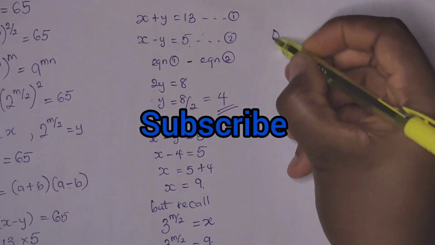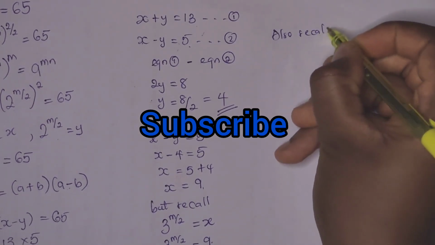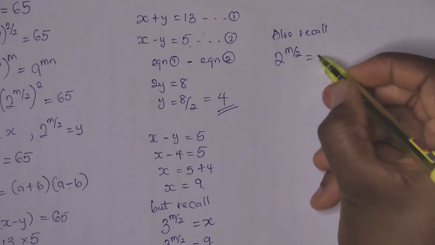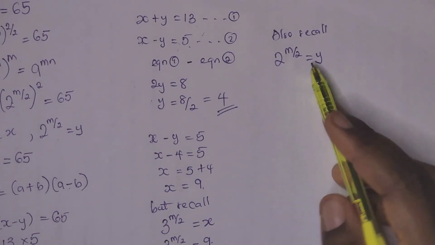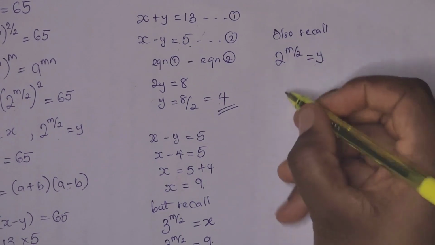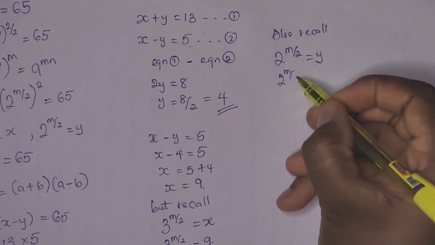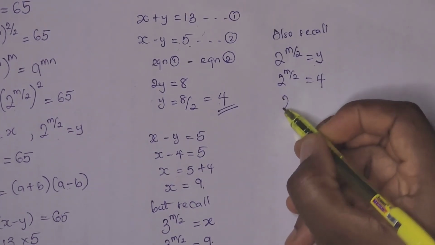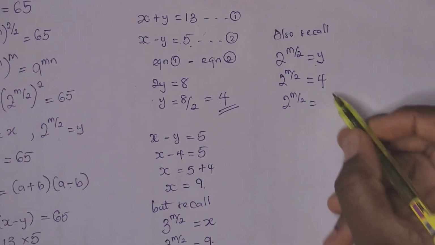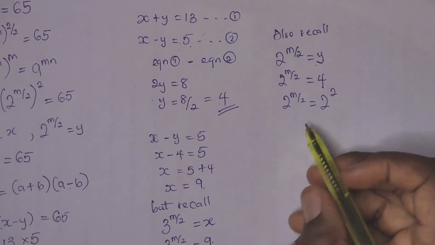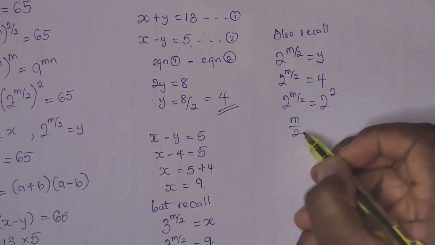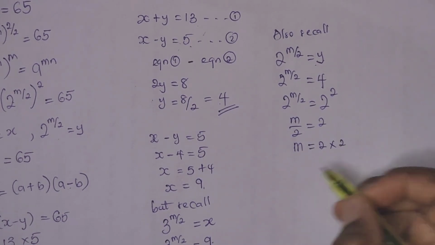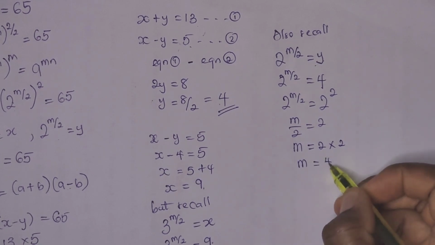Okay, let's also recall that 2 to the power of m over 2 is equal to y. So since our y is 4, we'll have 2 to the power of m over 2 equal to 4. So 4 can be written as 2 to the power of 2. So we now have m over 2 equal to 2, meaning that m is equal to 2 times 2, and our m is equal to 4.